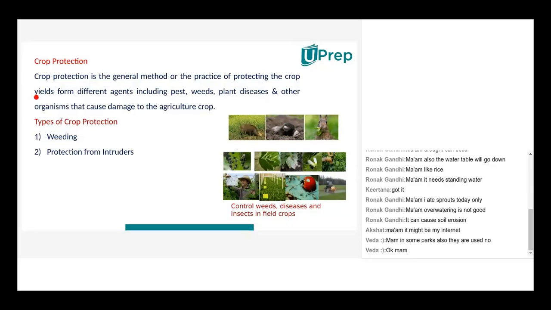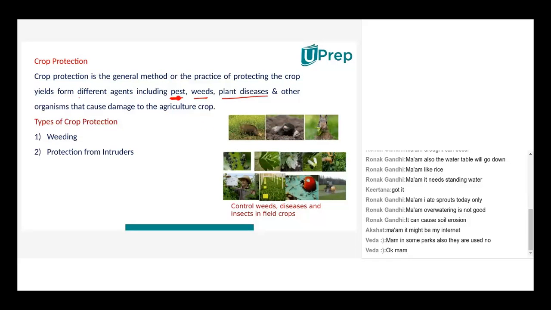So the practice of protecting the crop from different agents to get a good yield is known as crop protection. This is the most important part, because the farmers have put in so much labor, so much time, so much hard work, so much money.